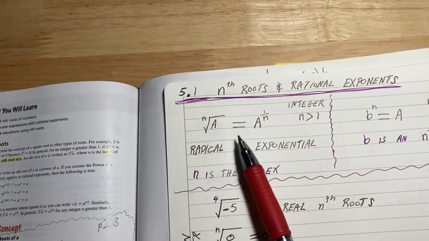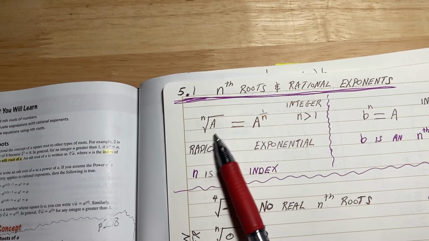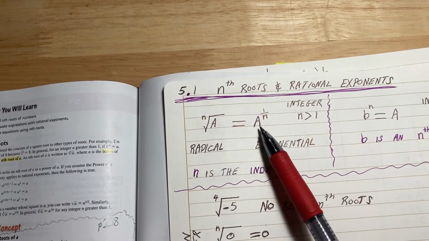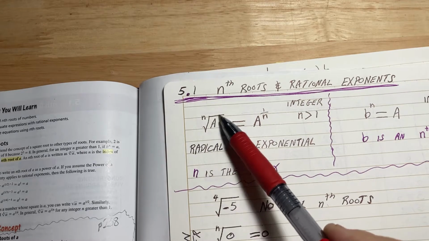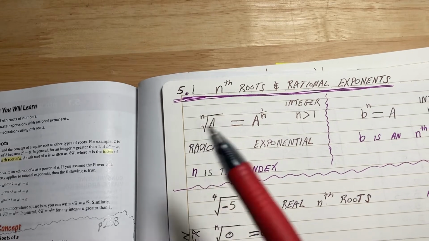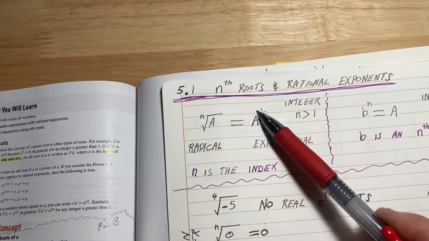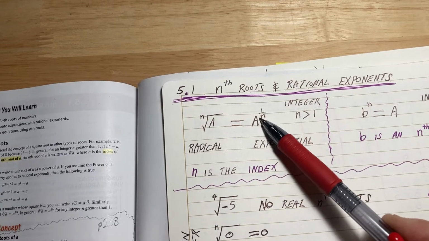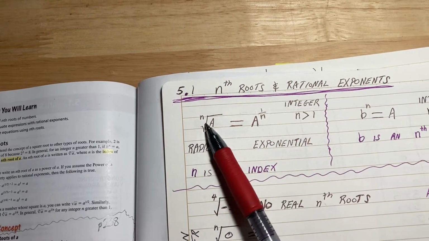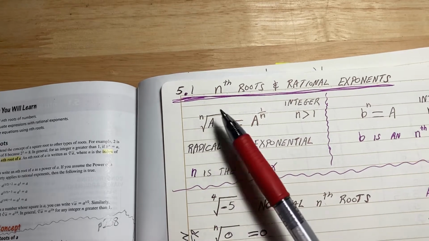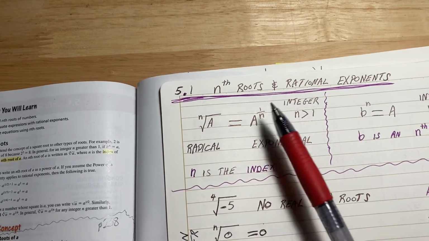So this is a radical expression. This is an exponential expression. That symbol right there is a radical, and that is a radical expression. This up here is an exponent, so this is an exponential expression. So radical form, exponential form, a radical expression, an exponential expression.